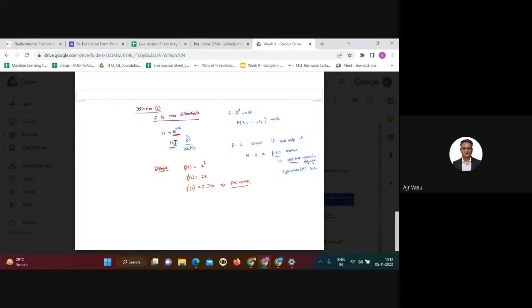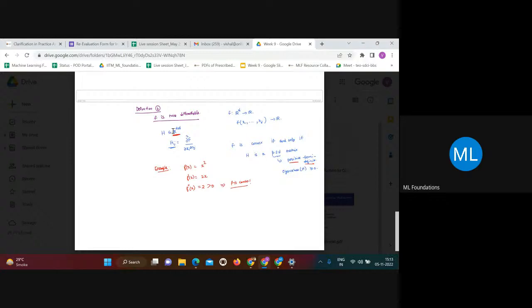Yes, sir. So if you have been given some function, you can just calculate the Hessian matrix, and if that matrix is positive semi-definite or positive definite, then you can directly say this is a convex function that we have been given. So the first step is to calculate the Hessian matrix, then check whether it is positive semi-definite or positive definite, and if it is, then you can say this is a convex function.